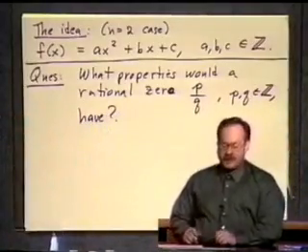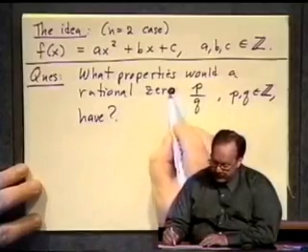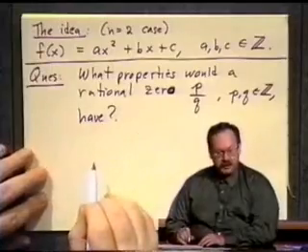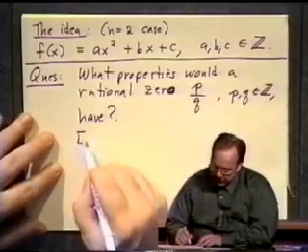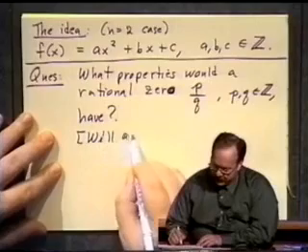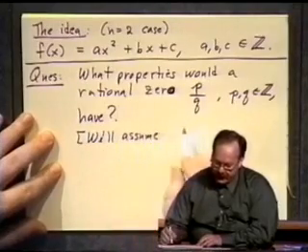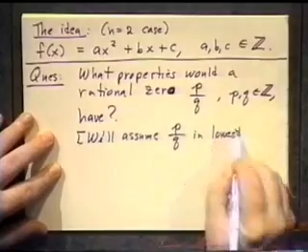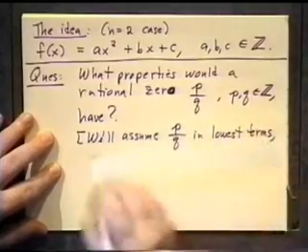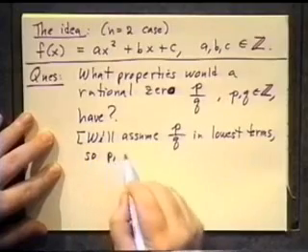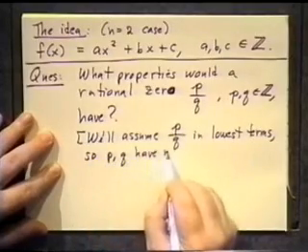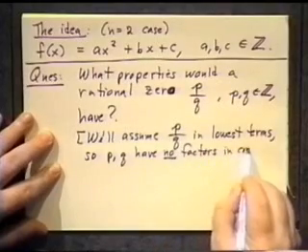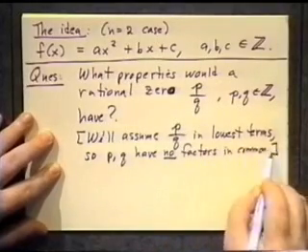Okay, what properties would such a rational zero have? Now, for the purposes of keeping things clean, we'll assume right from the start that we're only looking at p over q in lowest terms. That is to say, p and q have no factors in common. So we're dealing with the simplest possible version of the zero.